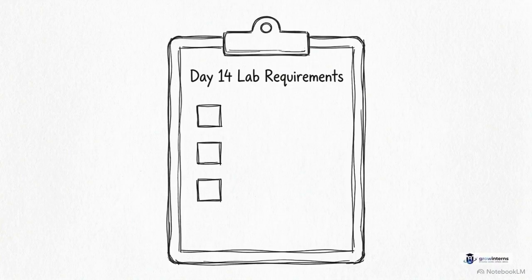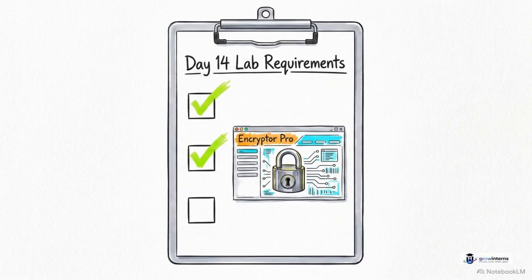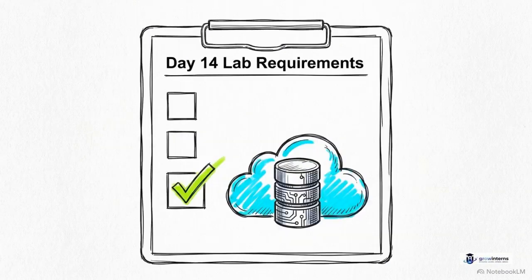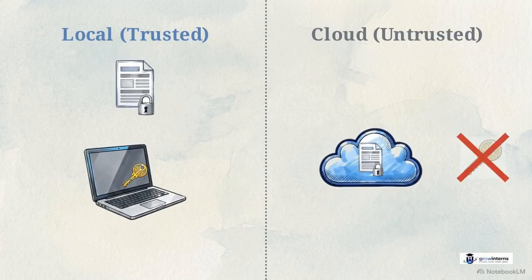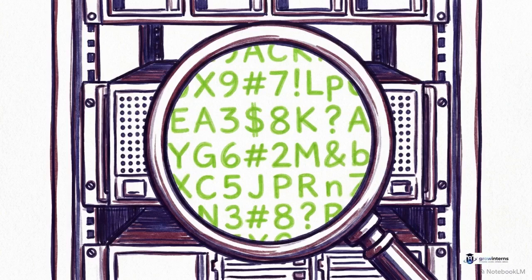To complete this lab, you need a dummy file with test data, a local encryption tool, and a cloud storage account. Local encryption ensures the cloud provider never possesses the keys required to read your files. Even with total access to the physical hardware, the provider can only see encrypted blocks of data.